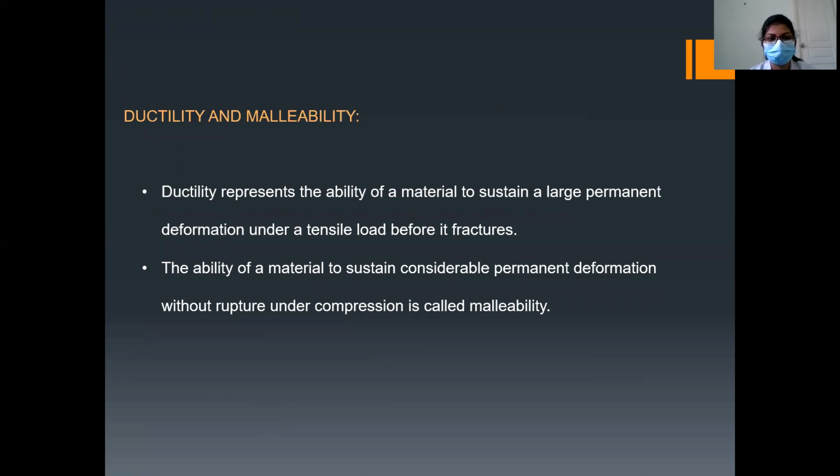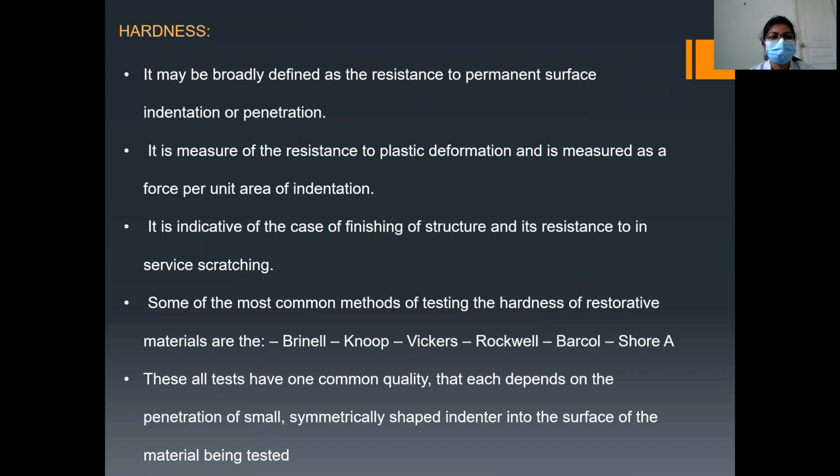Ductility and malleability. Ductility represents the ability of the material to sustain a large permanent deformation under a tensile load before it fractures. The ability of a material to sustain considerable permanent deformation without rupture under compression is called malleability. Hardness. It may be broadly defined as the resistance to permanent surface indentations or penetrations.